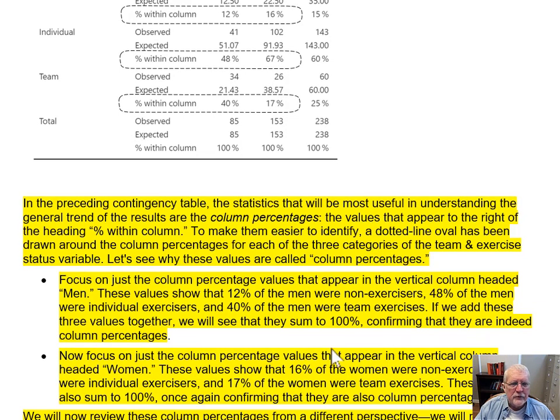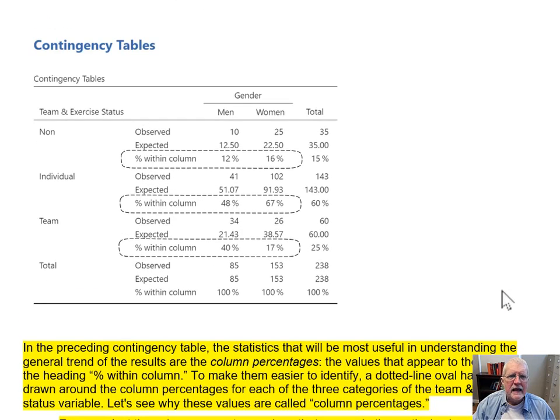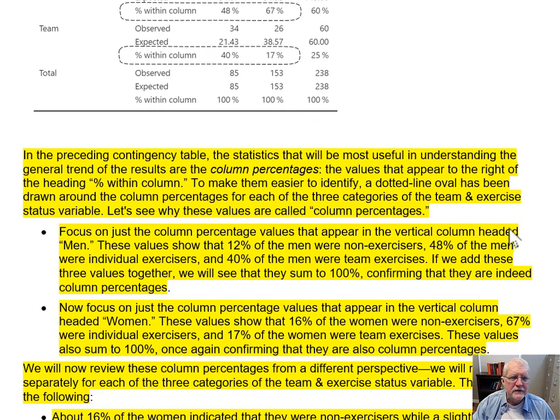Same thing is going to be true if we focus on the column percentages that appear in the vertical column headed women. These values show that 16% of the women were non-exercisers, 67% were individual exercisers, and 17% were team exercisers. These values also sum to 100%, confirming they are also column percentages. So yeah, we were looking at column percentages.